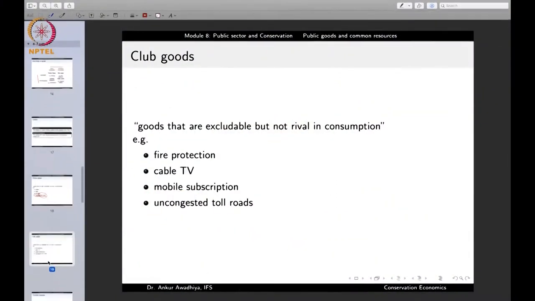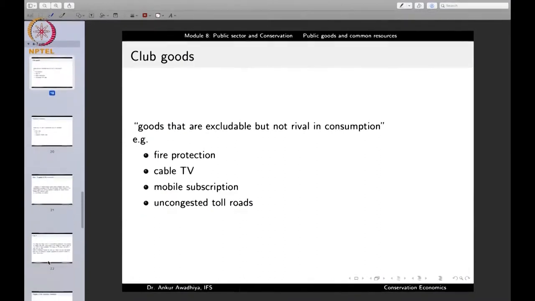The second category is club goods. Club goods are those goods that are excludable, but they are not rival in consumption. Things such as cable TV. Now, in the case of a cable TV, it is not a rival in consumption. Because if I have cable TV in my house and you have cable TV in your house, and if I'm using the cable TV, it does not stop you from using the cable TV. It does not reduce the quality that you are getting in your house. It does not reduce the number of channels that you get in your house.